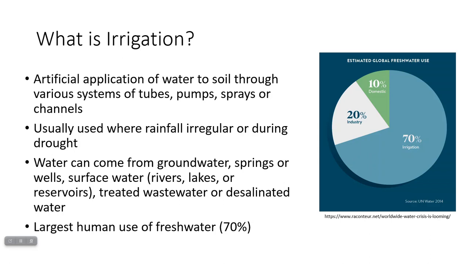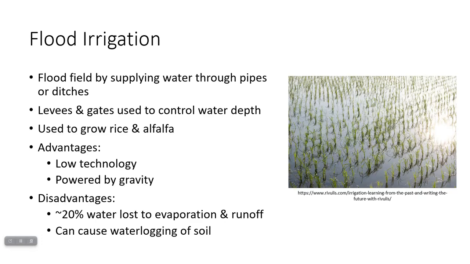Irrigation is extremely important because it is our largest use of fresh water. So 70% of the fresh water that humans use is used for irrigation for growing our crops. So let's talk about the different methods of irrigation.